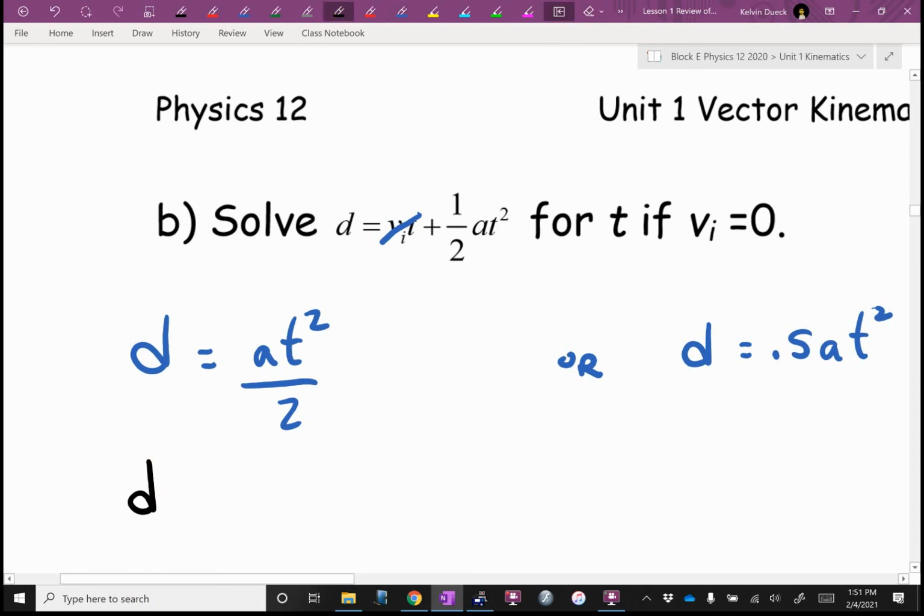How will I move the a over? What's the a doing to the t? Adding, subtracting, multiplying, or dividing? So, what's the opposite of timesing by a? Yes, coming back to you now, right? What's the 2 doing to the t squared?